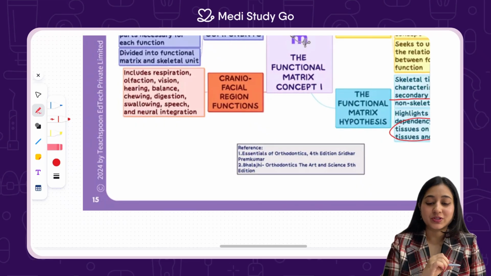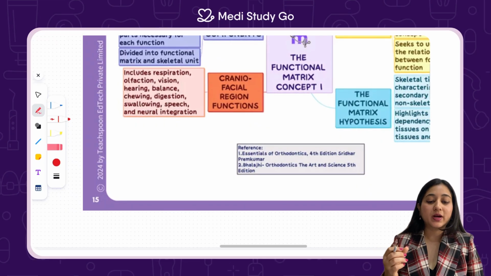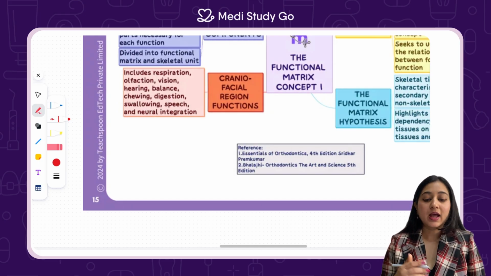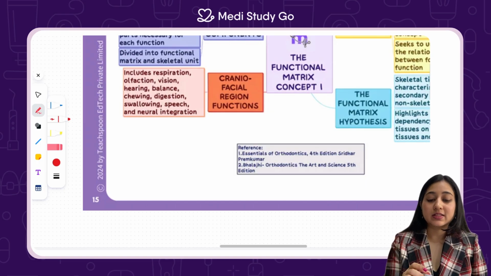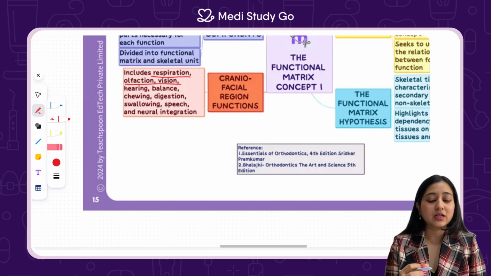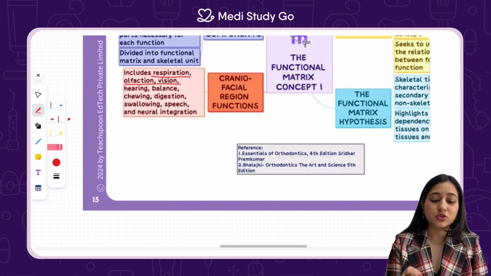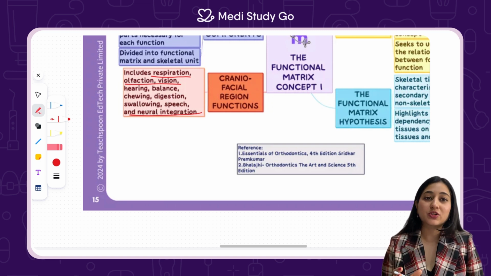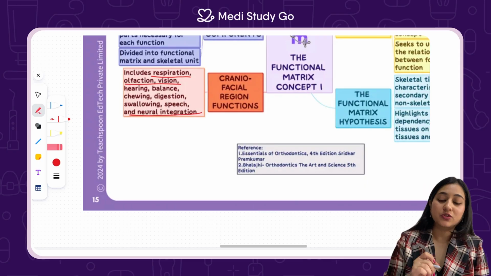Craniofacial region functions. There are a number of different functions that are performed by several structures together in the craniofacial region, and all of these functions can be categorized as respiration, olfaction, vision, hearing, balance, chewing, digestion, swallowing, speech, as well as neural integration. So all of these are the various functions that are performed by the structures in the craniofacial region.